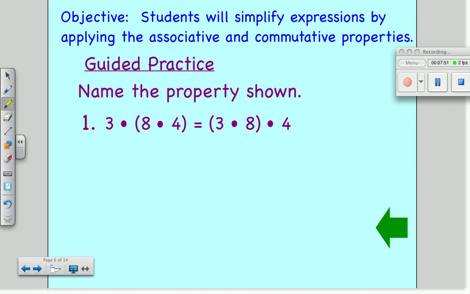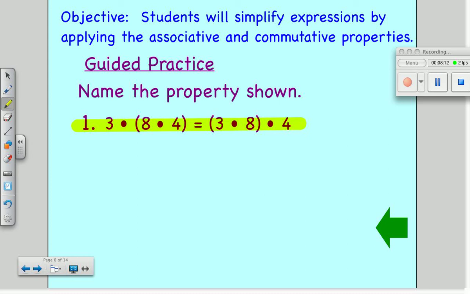Now our guided practice. For the guided practice, you don't have to write name the property shown. I just want you to write the problem and what property it's shown. So I want you to write number 1 in the problem, and then I want you to tell me what property that shows.